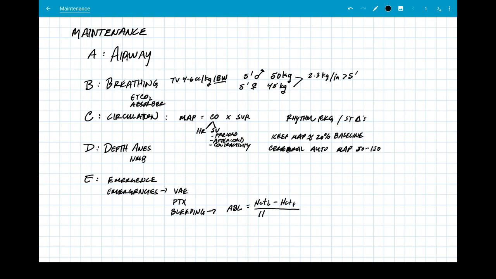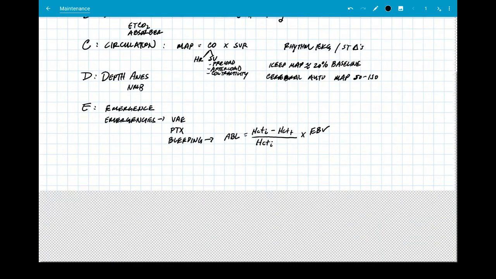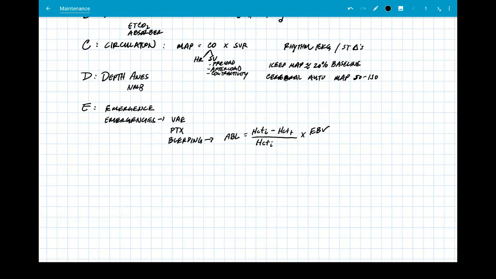divided by your hematocrit initial, multiplied times your estimated blood volume. That gives you the amount of allowable blood loss before you would want to start to transfuse. How do you calculate the estimated blood volume of a patient? We'll go down a list.